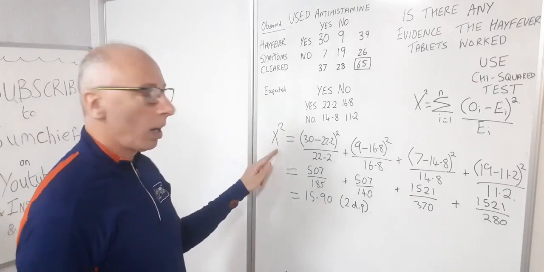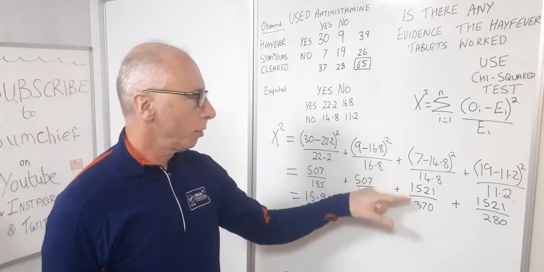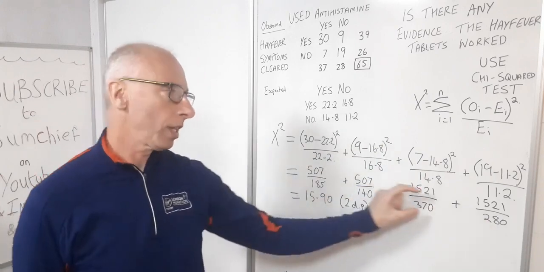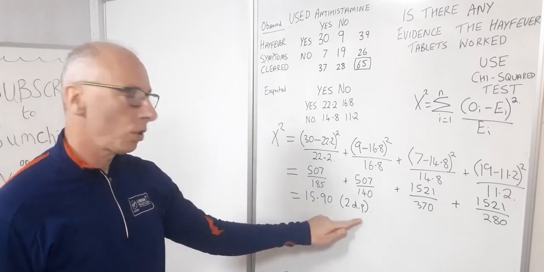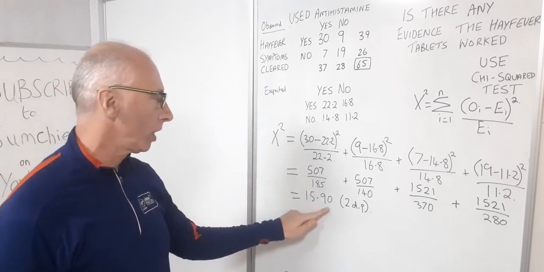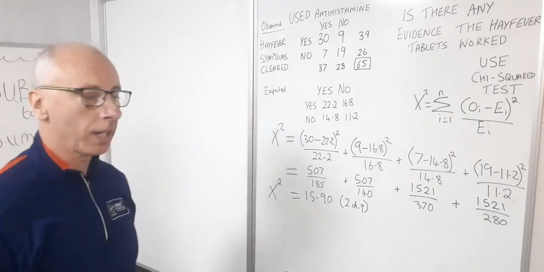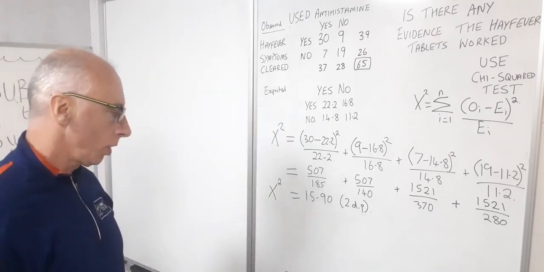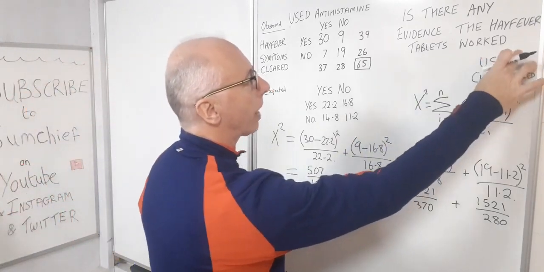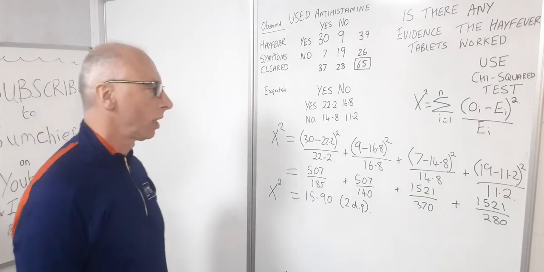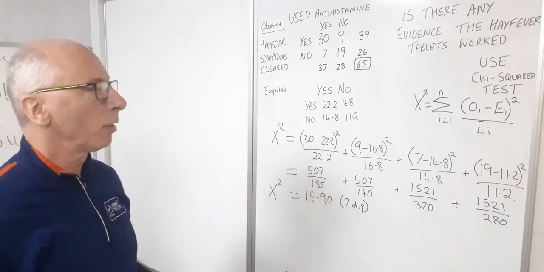Okay, so our chi-squared test statistic, all of these have been calculated using this. You can check these and leave in a comment below if there's any mistakes. I make this, to 2 decimal places, 15.90. So that's our chi-squared test statistic. Now what we need to do is work out what that actually means. Does that mean there's any evidence that the hay fever tablets worked? So I'm going to take this off the board and then we're going to do that little bit of analysis there.